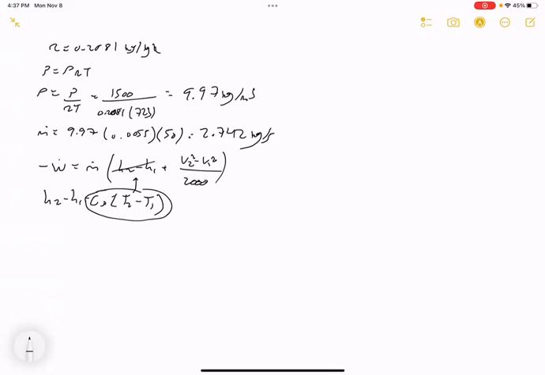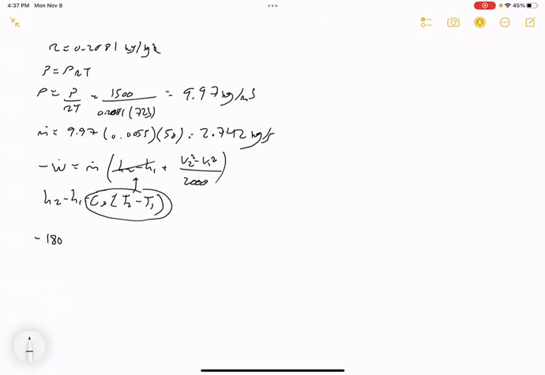Well, actually, we're trying to find T2, but we know T1, we know everything else. We're able to solve for T2, which is what we're looking for. So let's start subbing everything in. So what's the power output? It's positive 180, but the equation always starts with negative W. So it's negative a positive.